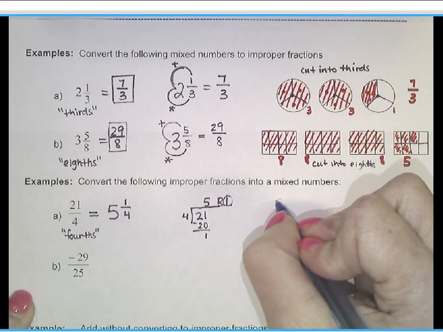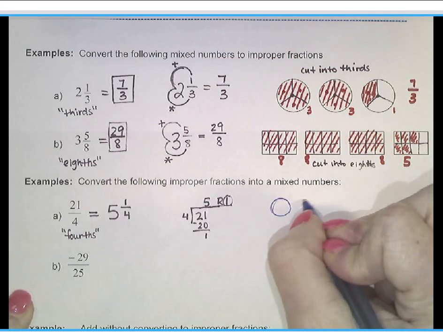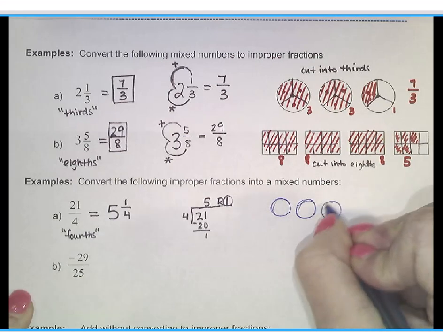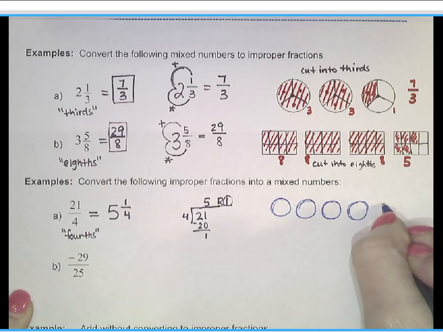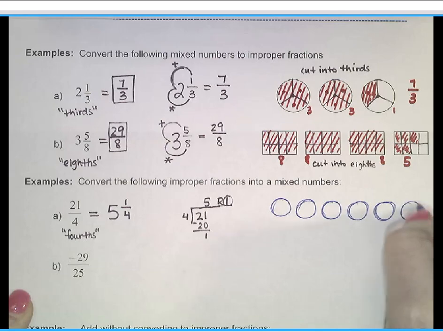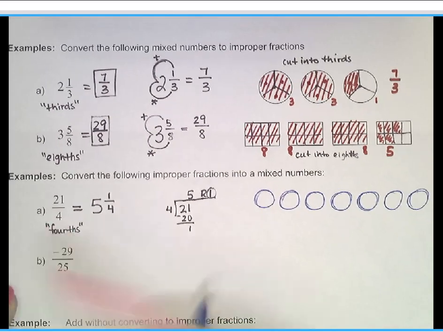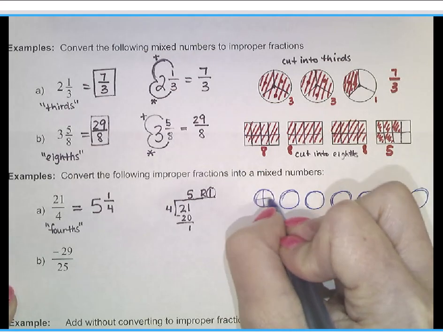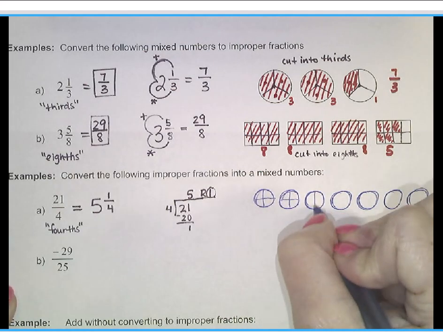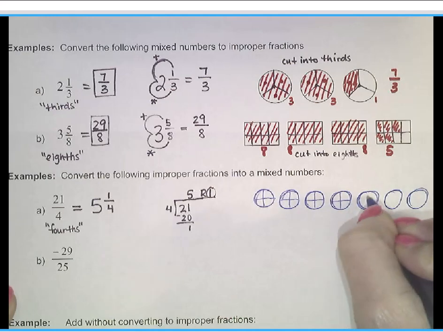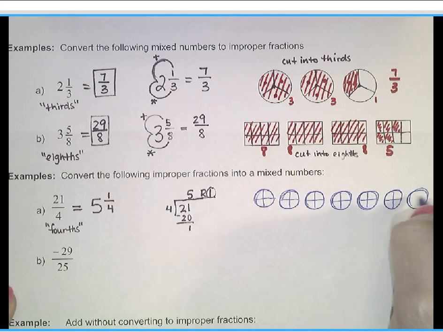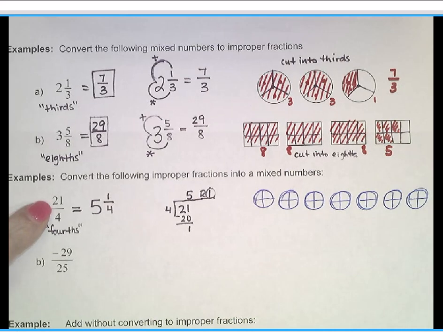So you can just do a bunch of circles. You may not even know how many circles you need. You just draw a bunch of circles. It doesn't even really matter. And the language is fourths, so I'm going to cut these all into fourths. Here's me cutting my circle, they're all in fourths. I don't even know how many I'm going to need, but I'm going to shade 21 of them.